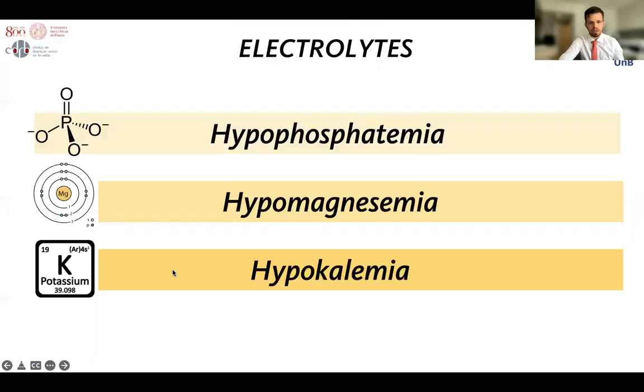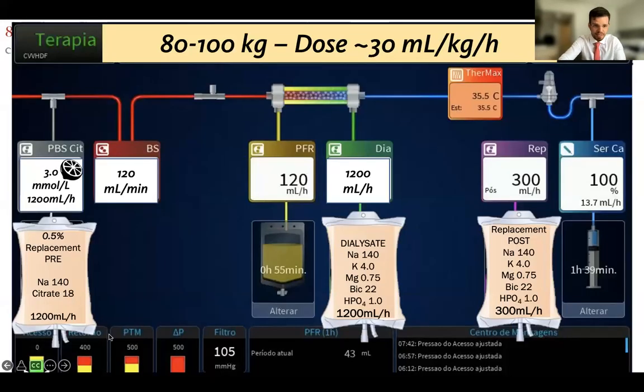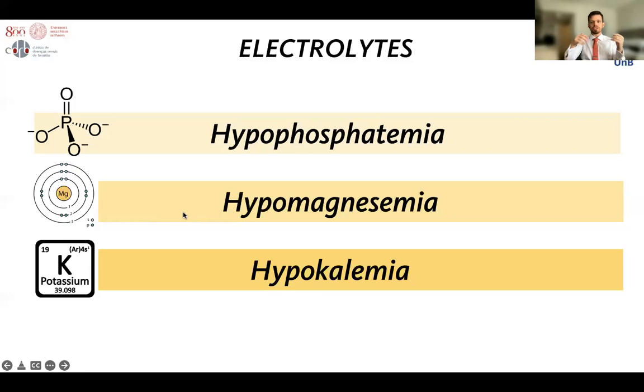patient. It's important to stress that this solution, which accounts for half of the dialysis dose this patient is receiving in the form of pre-filter convection, does not have magnesium, does not have phosphate, does not have potassium. So the patient is prone to develop hypophosphatemia, hypomagnesemia, and hypokalemia because 50% of the dialysis dose does not have all those electrolytes.